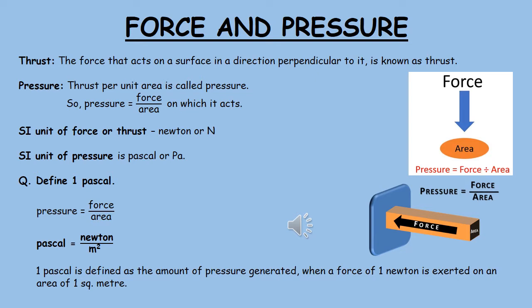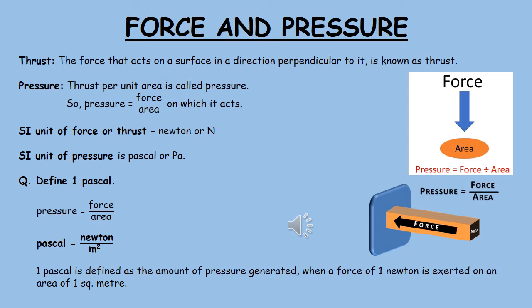What is pressure? Pressure is the thrust per unit area, or we can say that pressure is equal to force by area, or thrust by area on which it acts. SI unit of pressure is Pascal. It can also be written as capital P small a.